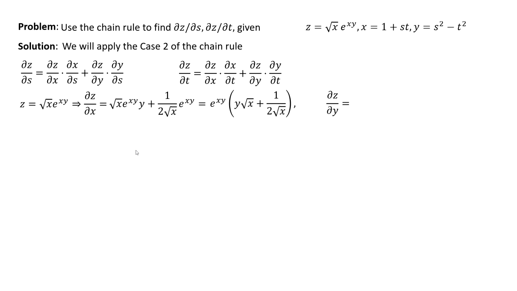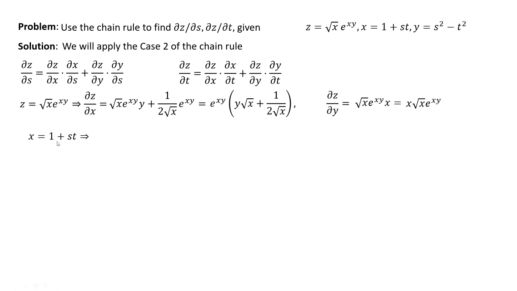And similarly, partial z with respect to y. There is no need for a product rule on this one. So we say square root of x, e to the xy times x. Is that true? Square root of x is just a sort of constant. The derivative of e to the xy partially with respect to y would be e to the xy itself times the derivative of xy, which is x. So that's x square root of x e to the xy.